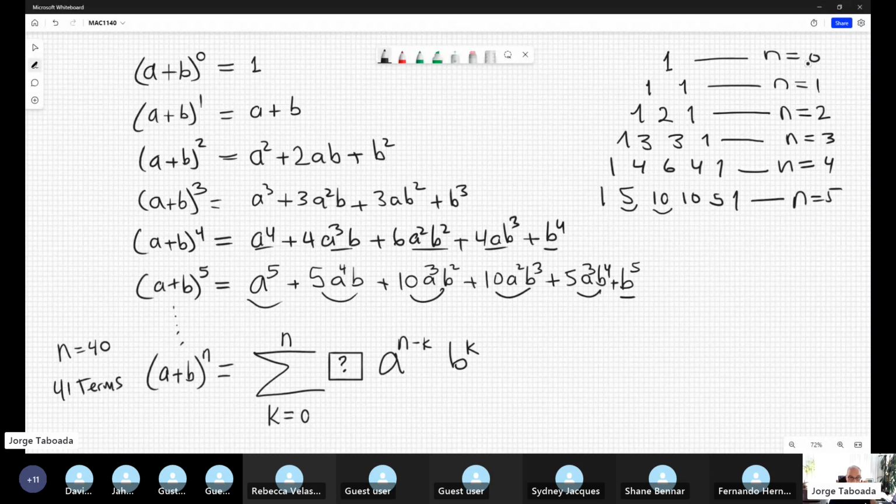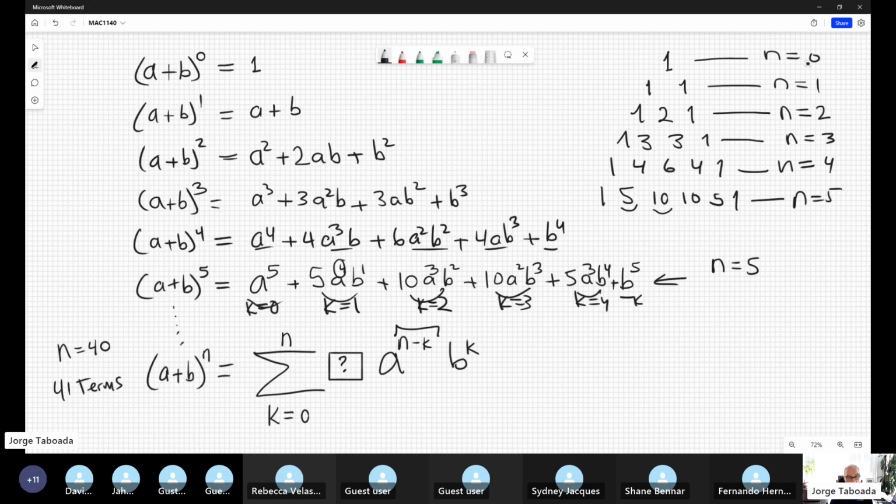Remember, in this example, in the last one, n is 5. So the first exponent is 5 minus 1, which is 4. Look at that. This 4 is n minus k. And this exponent is 1 because k is 1. So k=0 is this element, k=1 is this element, k=2 is this element, or this monomial, k=3, k=4, and k=5.